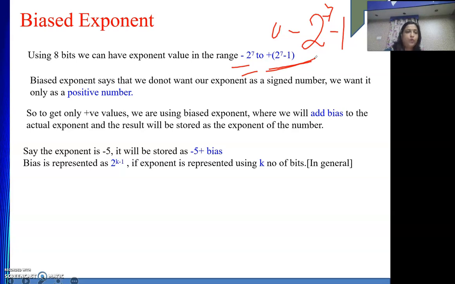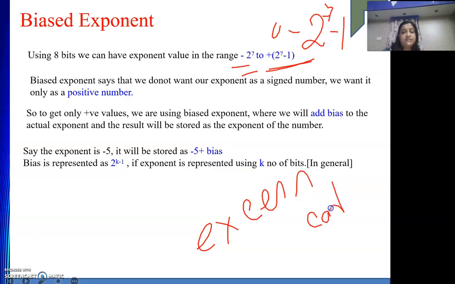But what we are going to do, we are not going to store the exponent directly in our IEEE format. Rather, we are going to store the biased exponent. You may have come across one term, excess code, in your digital logic. So here also we are going to do that excess code kind of thing. Whatever is my excess, that is nothing but bias.